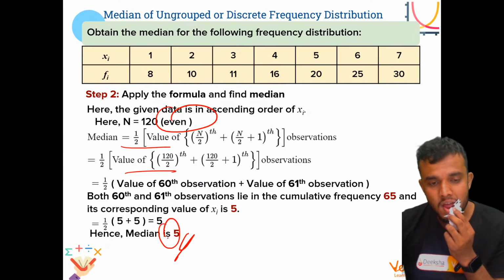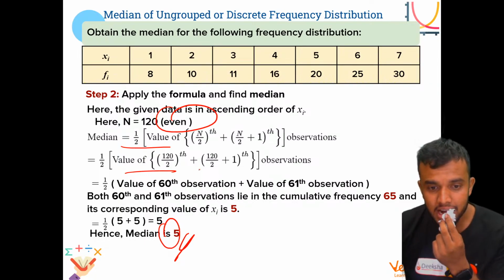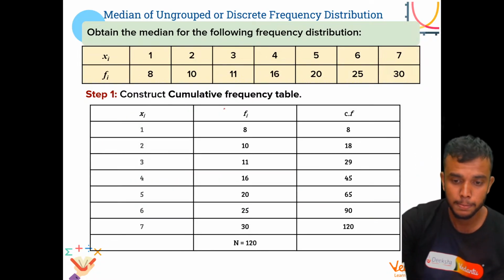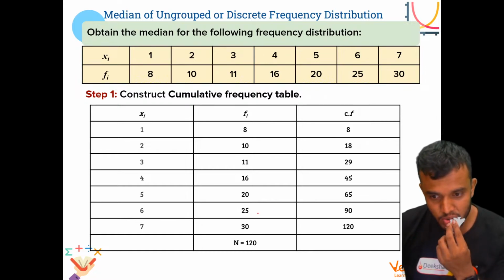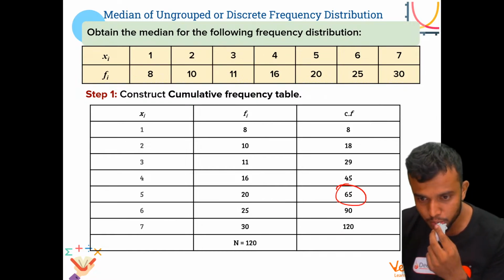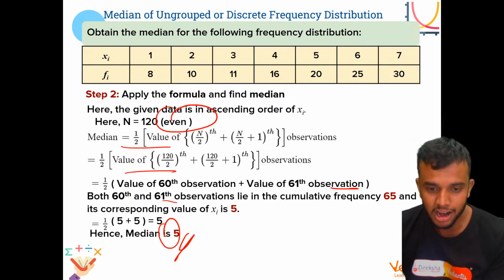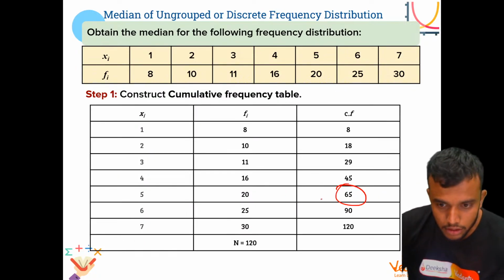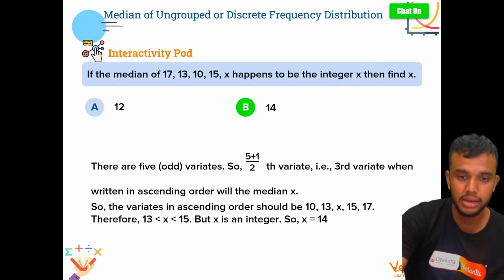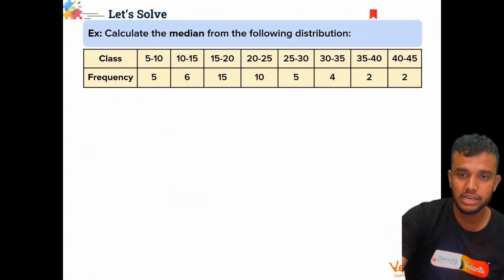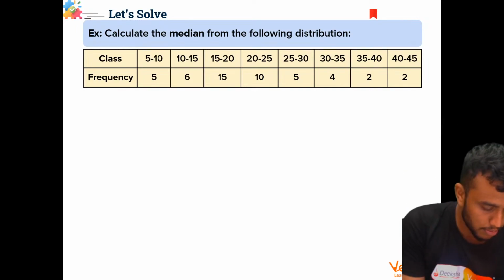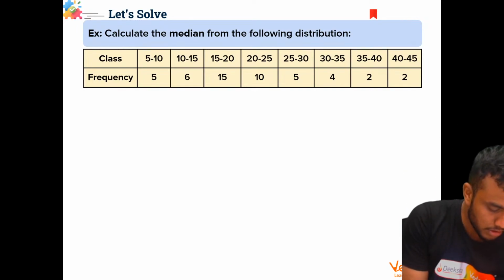Solve this. Here, if you find it, it is not the final answer. Here n value of 120 by 2 is nothing but 60, so the 60th and 61st observations. Where are 60 and 61, students? Yes, approximately they are in the cumulative frequency 65, and its corresponding value is xi equal to 5. This is the answer. This is the median. Okay, done. Then same question, students. Solve this. Come on, let's solve one problem here. 1 second, students.